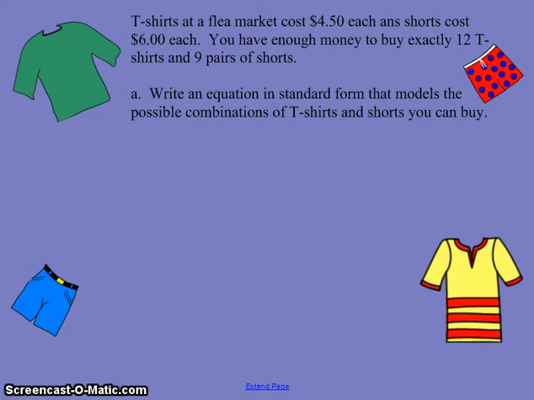T-shirts at a flea market cost $4.50 each, and shorts cost $6 each. Those are actually both slopes because it's $4.50 per shirt, $6 per shorts. So we actually have an equation already, because I would take $4.50 times my number of shirts, and I'm going to have my shirts be X, plus $6 times my number of shorts, and I'm going to have my shorts be Y. The problem is I don't know how much I can spend or how much it costs. What I'm missing right now is C.